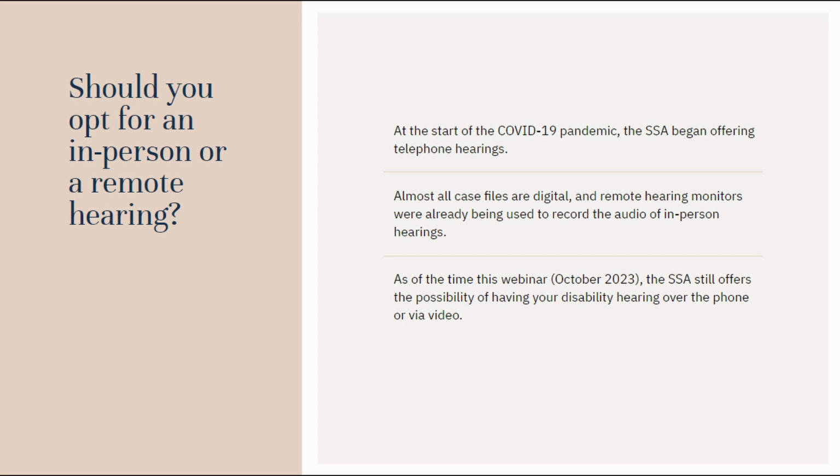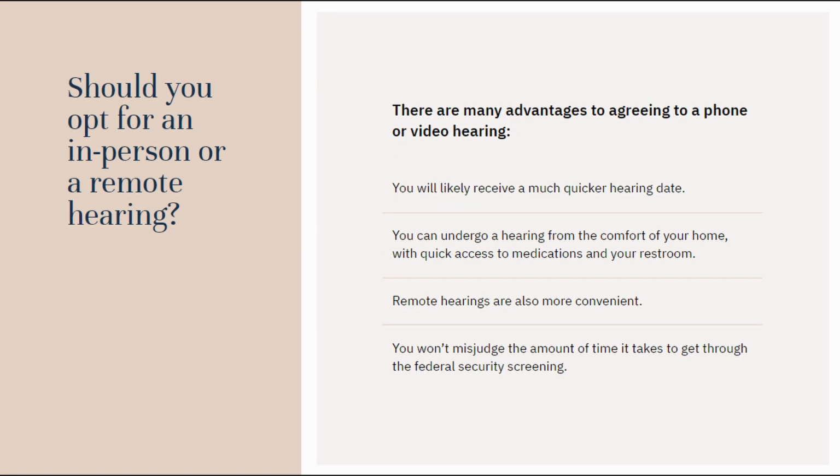And as of the time of this webinar in October 2023, SSA still offers the option of having your disability hearing over the phone or video. In our experience, there are many advantages to agreeing to a phone or a video hearing. First, you will likely receive a much quicker hearing date. So if time is an important factor in your decision, a remote hearing is usually the best option.